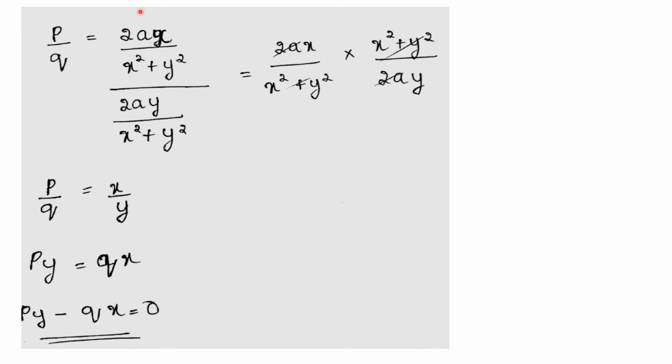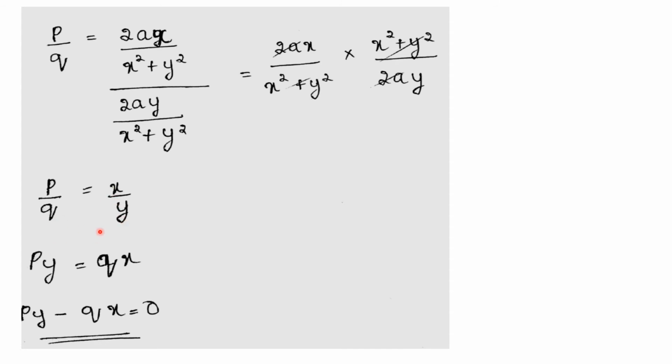So we'll divide p by q. p divided by q is equal to, what is p? 2ax by x square plus y square divided by 2ay by x square plus y square. So when I take this denominator to the numerator, it will be reciprocal. The numerator will remain as it is, that is 2ax by x square plus y square, whereas the denominator will be x square plus y square by 2ay. Cancel the terms x square plus y square and 2a. So what will remain here? x by y. Therefore, p by q is equal to x by y.